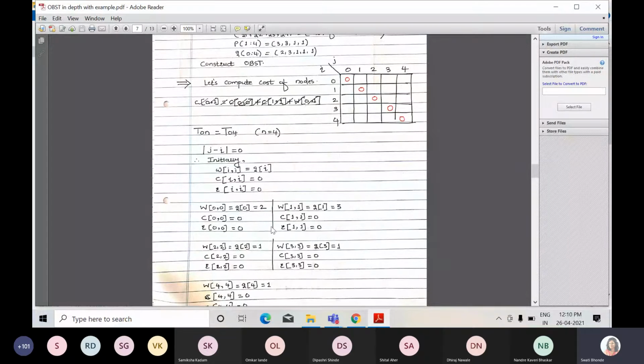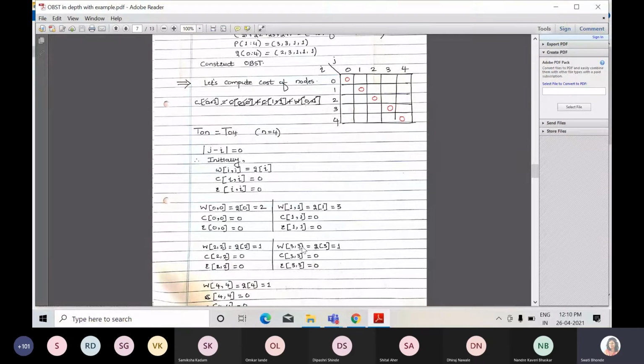Okay, fine. W of 1 1 will be Q of 1. What is there in Q of 1? 3. So W of 1 1 will be Q of 1, that is 3. And the C and R values will remain 0. W of 2 2 equals Q of 2. What is there in Q of 2? 1, so this 1 came and these remain 0.